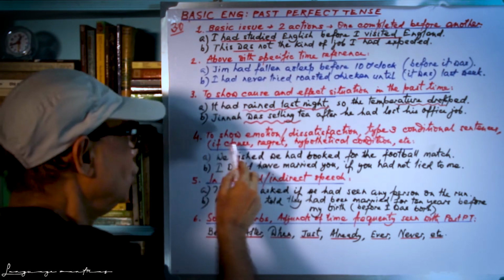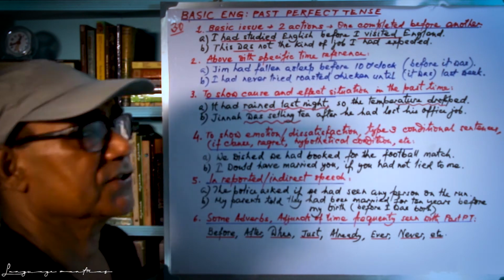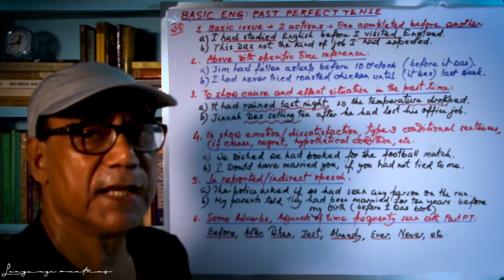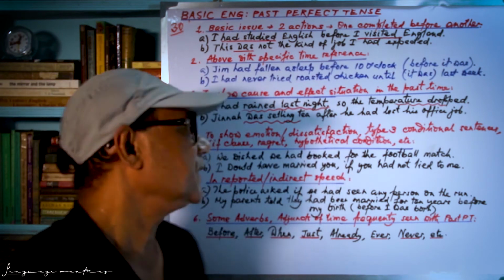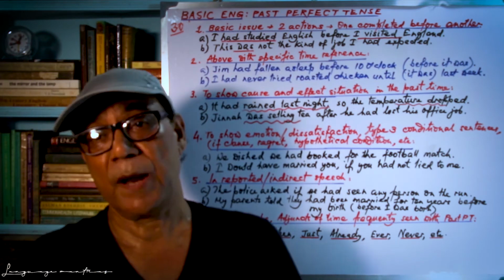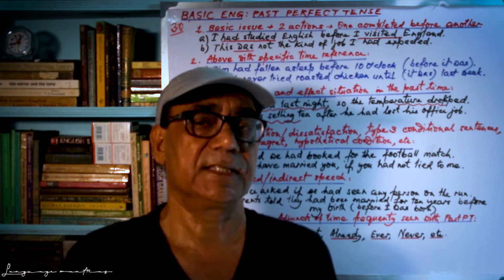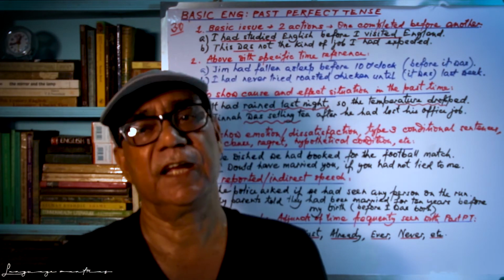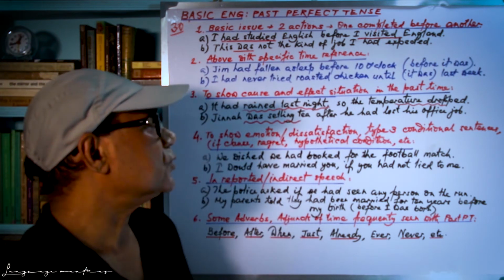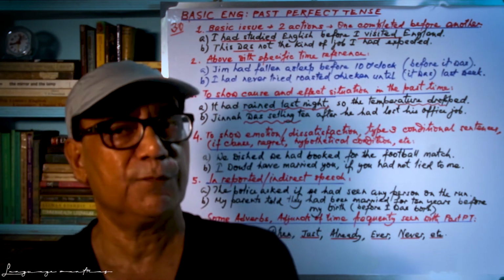Now, to show emotion, dissatisfaction, type 3 conditional sentences. Conditional sentences normally begin with if, and it is sometimes called an if clause sentence. So if clause, then regret, hypothetical conditions that could have been, would have been, should have been done but did not take place. In those cases, past perfect tense is a very handy resource to express. Let's see. We wished we had booked for the football match.